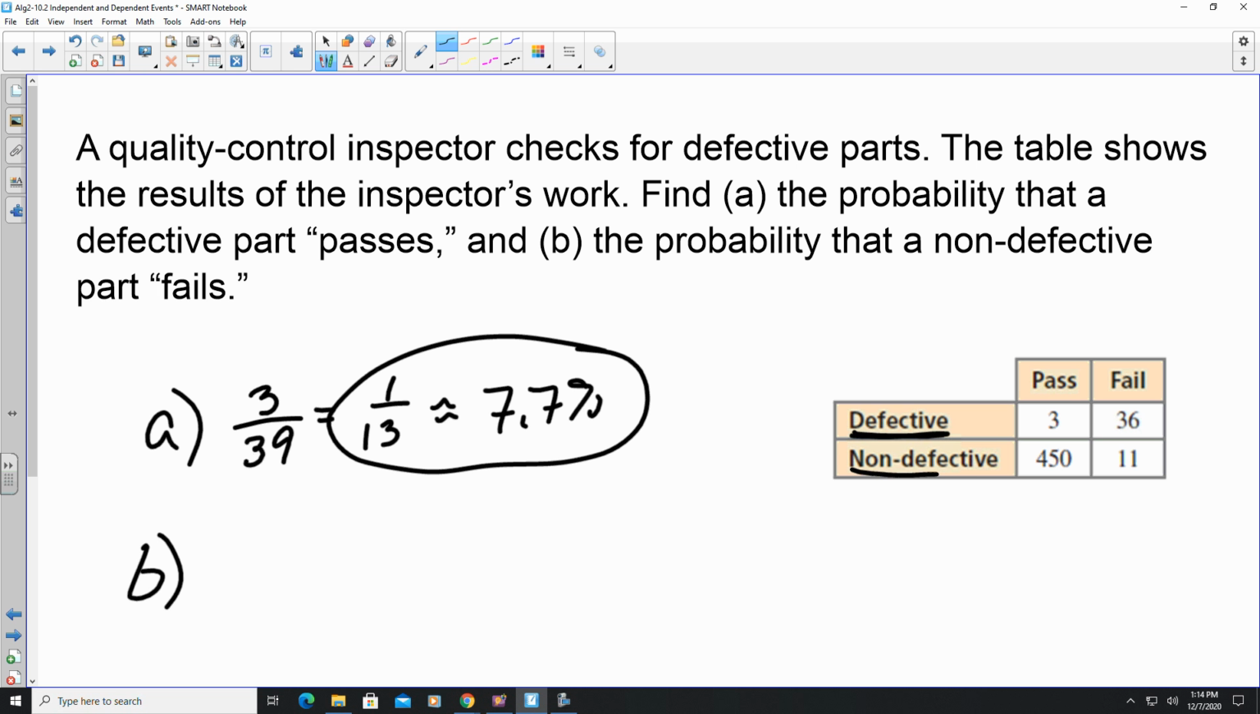For part B, it says the probability that a non-defective part fails. So for a non-defective part, how many times do they fail? It was 11, and the total number is going to be 450 plus 11, which is 461, and that is a rough percentage of about 2.4%.